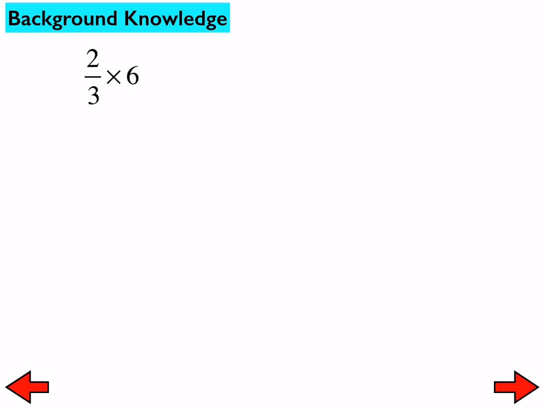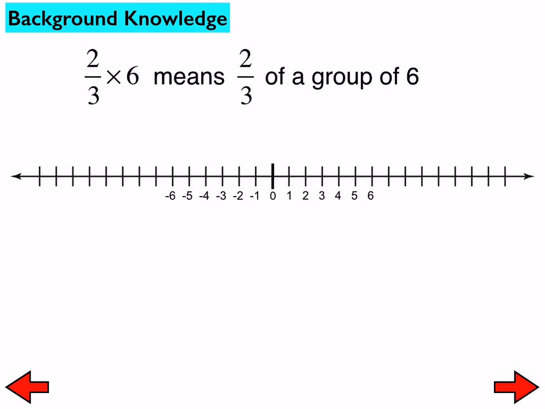2/3 times 6. One way of thinking of 2/3 times 6 is 2/3 of a group of 6. So on my number line, I want to go 2/3 of the way on my way to 6. So there's 6. I could break this up into thirds like this, and 2 of those 3 groups of thirds would take me to 4. So right there is my 2/3. So that's 2/3 of a group of 6. And on the number line, I have ended at 4. So that means 2/3 times 6 is 4. That's one way of modeling 2/3 times 6.